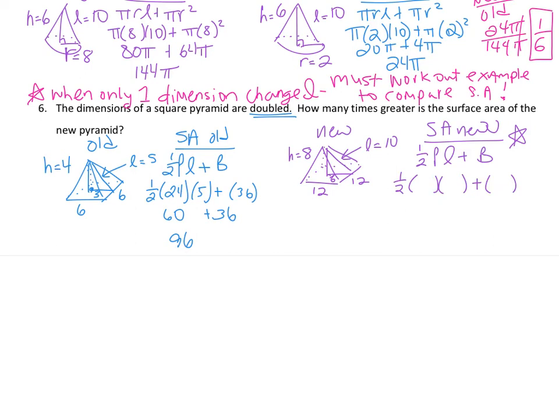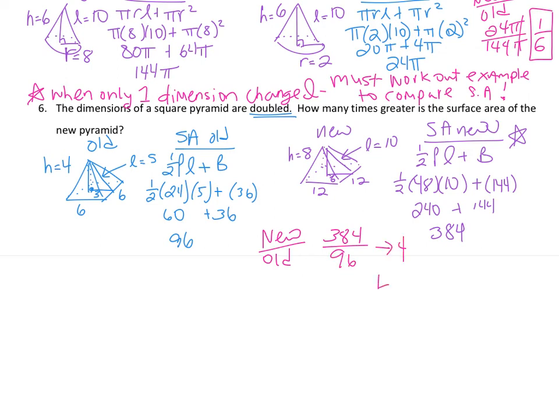The perimeter, so 12 plus 12 plus 12 plus 12, or 12 times 4, gives you 48. You should have used the slant height of 10. Your area of your base, so 12 times 12, gives you 144. When you combine that together, you get 240 plus your 144, so your total would be 384 for your surface area. Now remember, when we need to compare our new over the old, we take our 384 divided by our 96 and see how they change. So if we divide that, we get a 4, so it's 4 times as large.